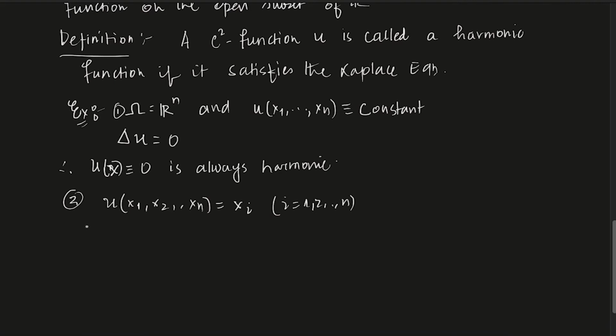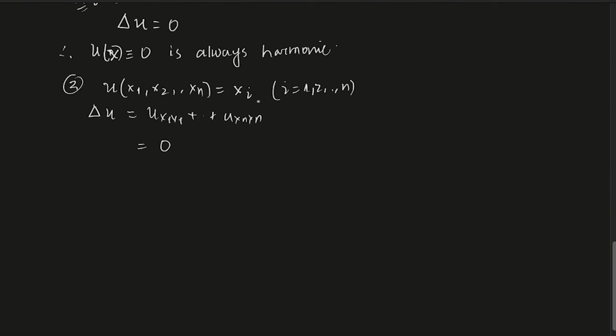Now, if that is the case, let's look at what Laplacian of u is. Laplacian of u, in this case, is u_x1x1 plus ... plus u_xnxn. Now, I don't have to calculate this. You guys can understand that this is going to be 0. Okay. So any coordinate function, this sort of function is called a coordinate function, right? Any coordinate function is harmonic. Okay. Let's take another non-trivial function here.